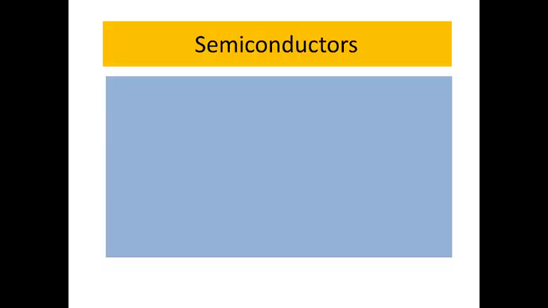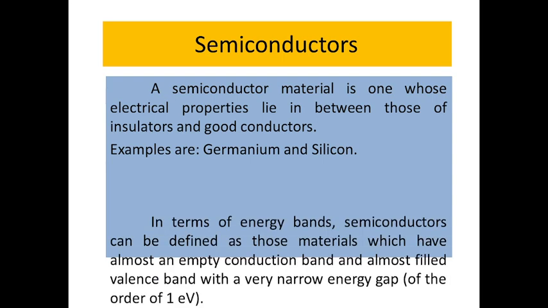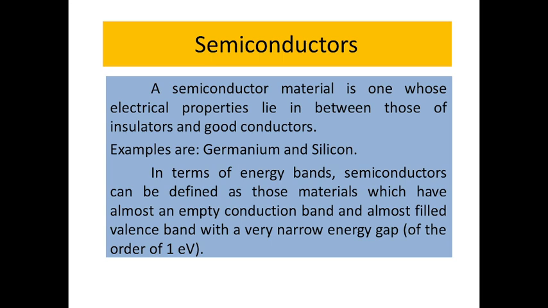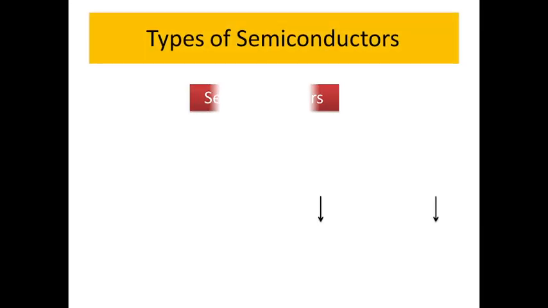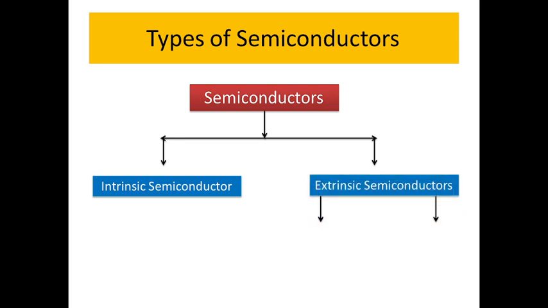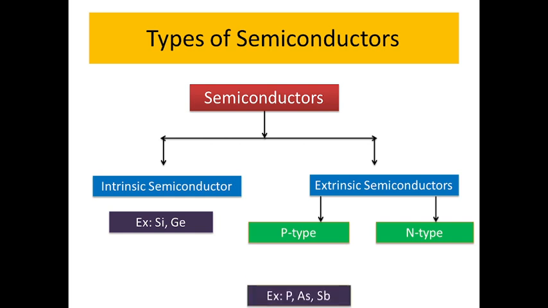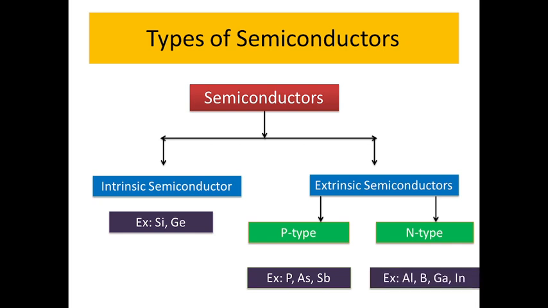So let us understand the topic semiconductors clearly. Semiconductors are the materials whose electrical properties lie in between those of insulators and good conductors. Examples are germanium and silicon. In terms of energy bands, semiconductors can be defined as those materials which have an almost empty conduction band and an almost filled valence band with a very narrow energy gap. Types of semiconductors: semiconductors are classified into intrinsic and extrinsic semiconductors. Examples of intrinsic: silicon, germanium. Extrinsic semiconductors: p-type and n-type. Examples: phosphorus, arsenic, tin. P-type: aluminium, boron, gallium, indium.